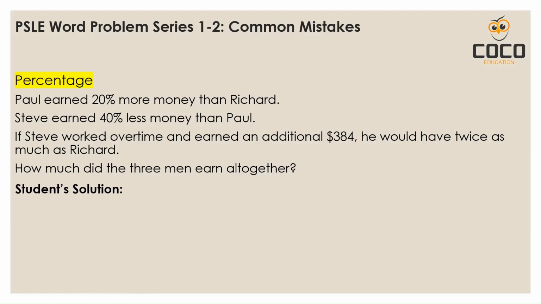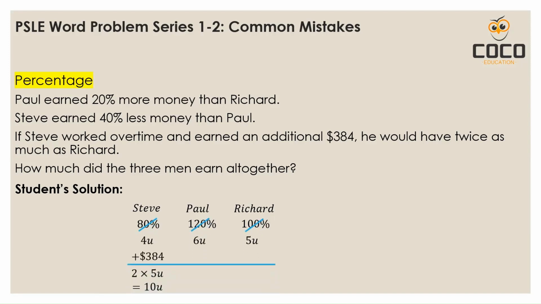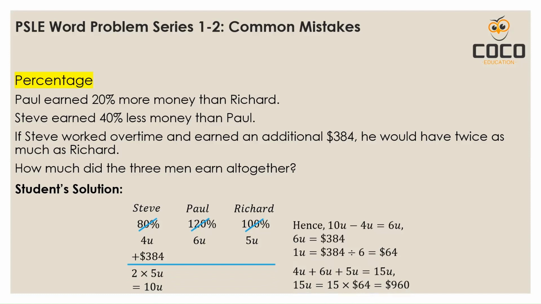From "Paul earned 20% more than Richard," this student used 120% to represent Paul and 100% to represent Richard. From "Steve earned 40% less than Paul," this student used 120 minus 40 equals 80% to represent Steve, and then worked out the common ratio and carried out the rest of the calculations.